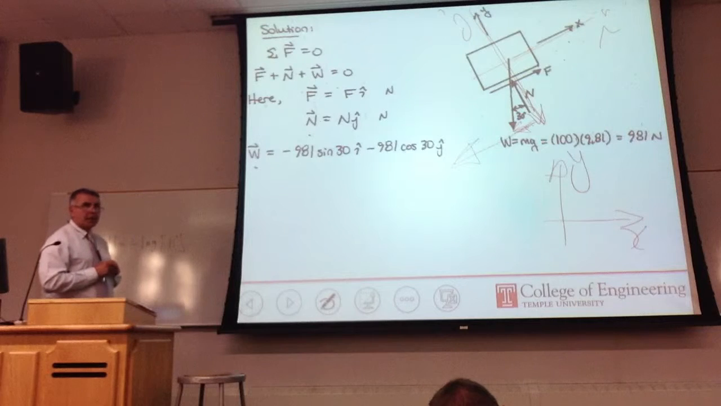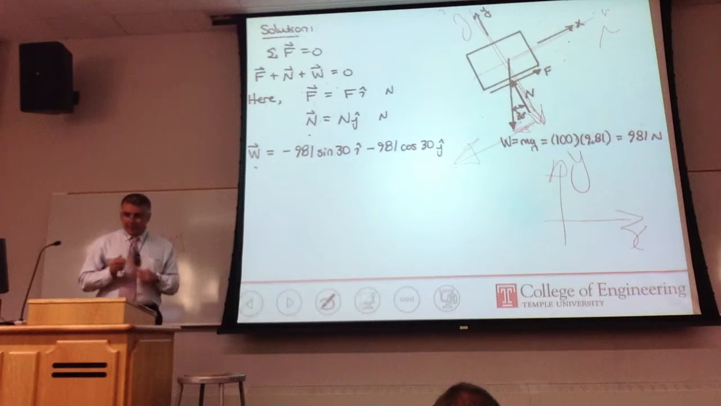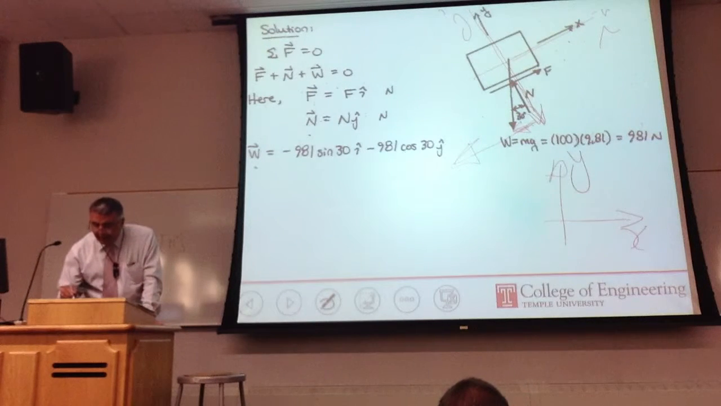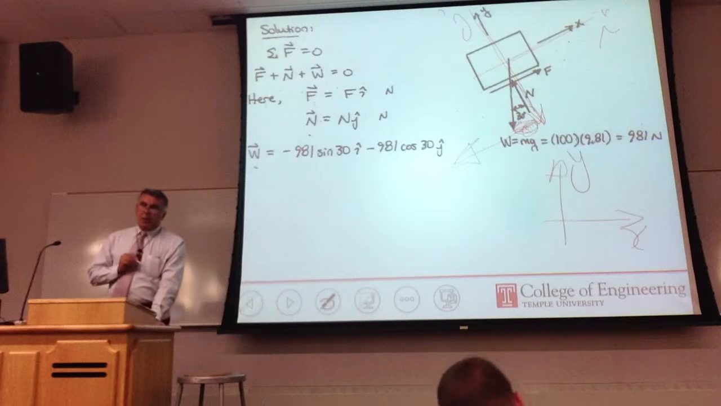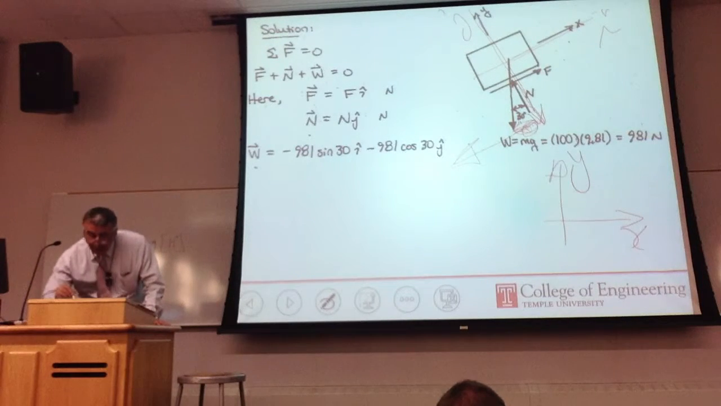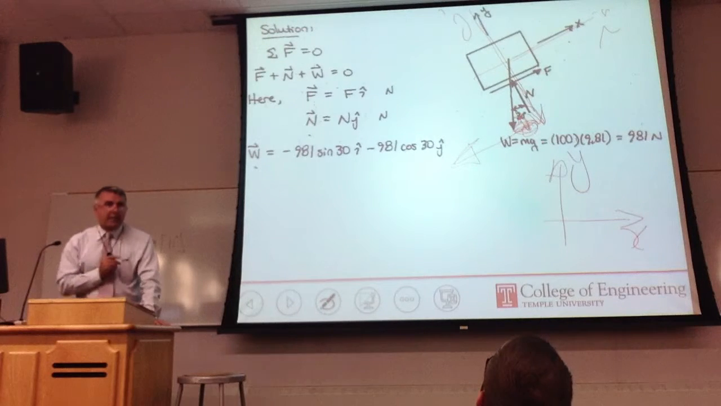Where did 30 come from? You see this? I could have said in the I direction it is 30 degrees, and I'm using the sine because this is the side I'm looking at. Could I have used a cos of 40 degrees? Yes, I mean 60 degrees. Cos of 60 degrees, because that's the 60 degree angle right there.